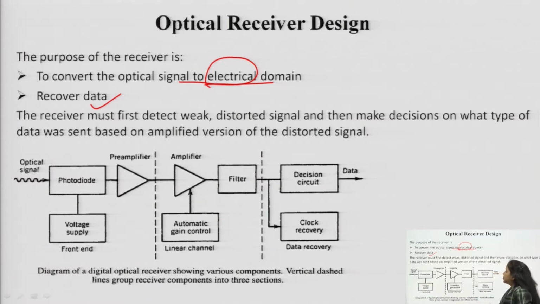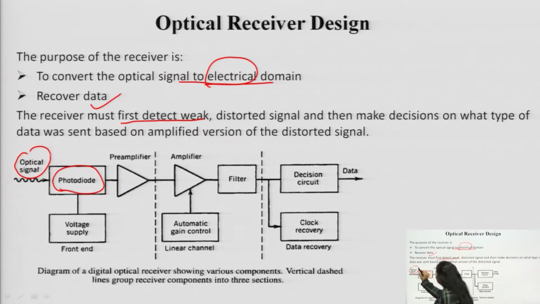The receiver must first detect the weak signal, because we know the signal received at the receiver section of an optical system is very weak. Its magnitude is very small, that is why it is called a weak signal. So here we see that the optical signal is detected by the photodiode. The photodiode converts this optical signal into the electrical one.